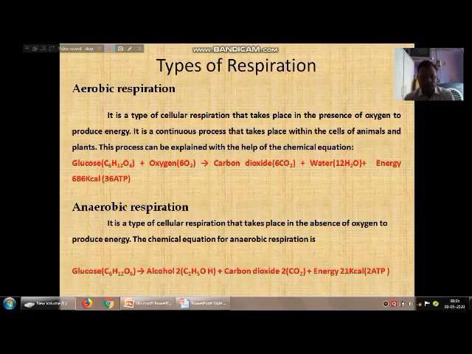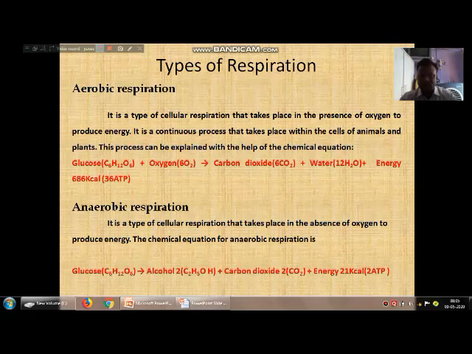In the last class, we discussed different types of respiration: aerobic respiration and anaerobic respiration. Aerobic respiration means the respiration which takes place in the presence of oxygen. Anaerobic respiration means it takes place in the absence of oxygen. In aerobic respiration, the glucose is completely oxidized into carbon dioxide and water. So in aerobic respiration, carbon dioxide is released as a product.